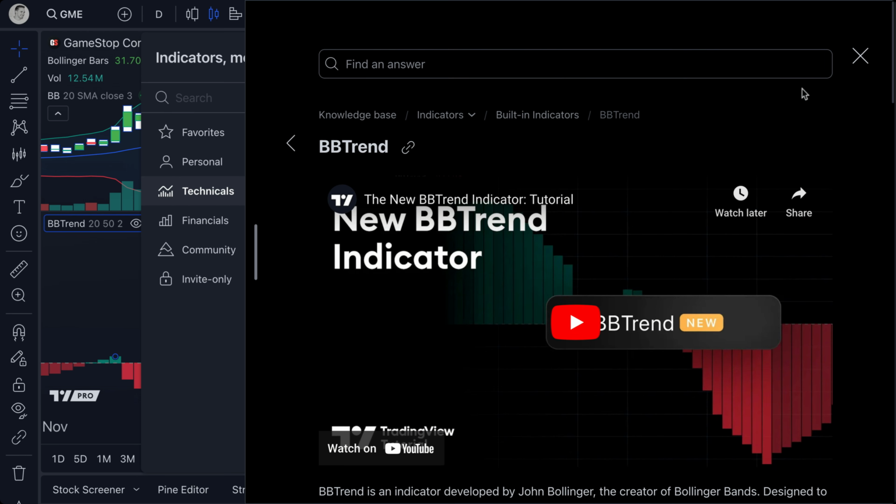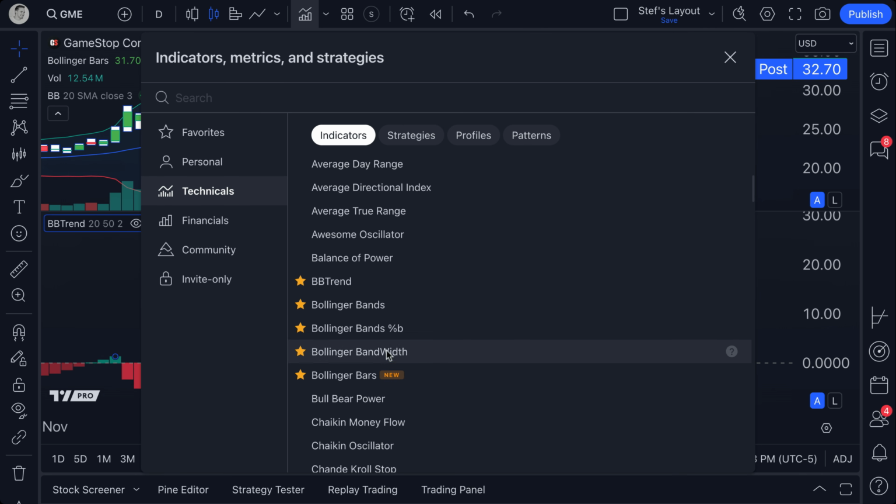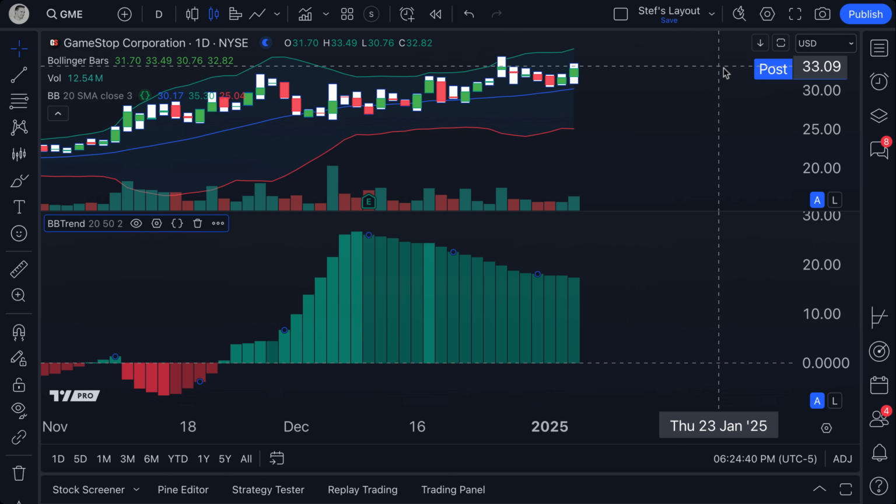But for now, thanks so much for watching. You now know how to use all of the Bollinger indicators on TradingView. And this should be a deep enough walkthrough to really get anyone on the planet started with these indicators.